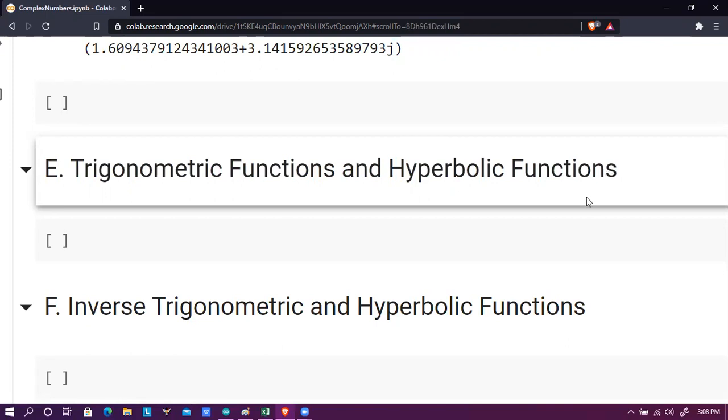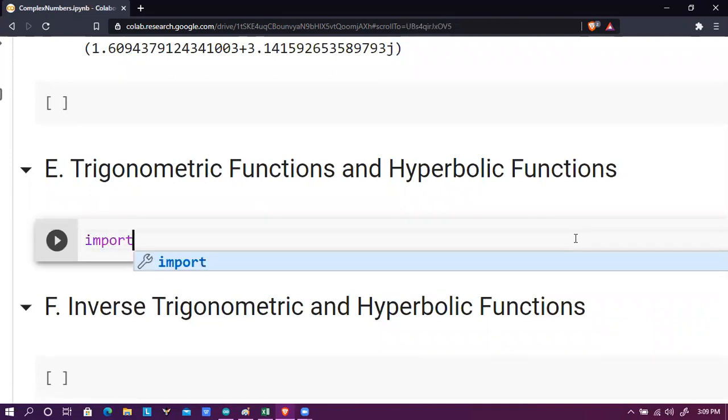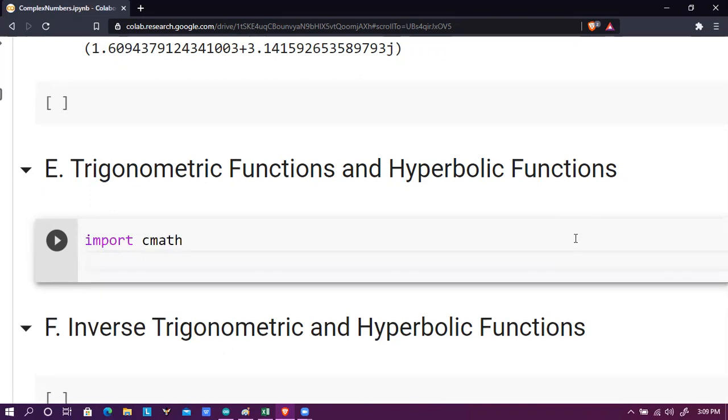Let's say the sine function. Let's put it here. Okay, print. Or let's say import cmath. Actually, you can do this once only. But now let's take each problem as a new problem. In this case, let's import cmath.